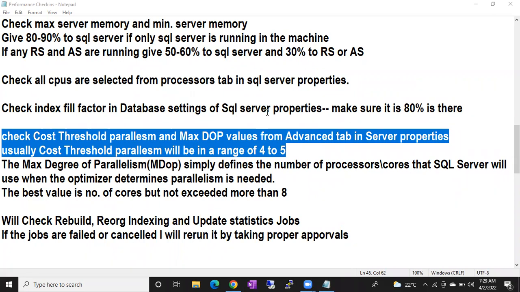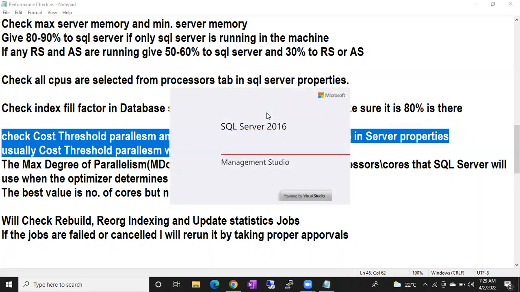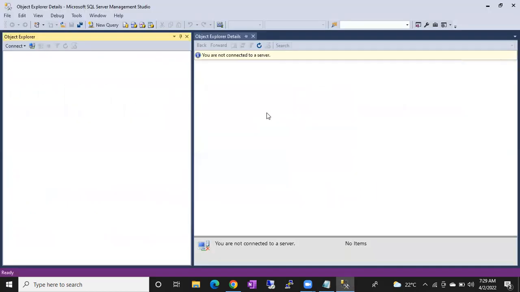Cost threshold parallelism decides how many parallel processes have to run. SQL Server executes processes in two ways: parallelism and serialism. Sometimes serialism is good, sometimes parallelism is good. During query execution, if you feel the query is taking a lot of time after checking all the corners, sometimes you have to enable serialism at the query level, or parallelism at the query level. We can also enable parallelism at the database level and at the server level. We can enable it at a lot of levels, guys.